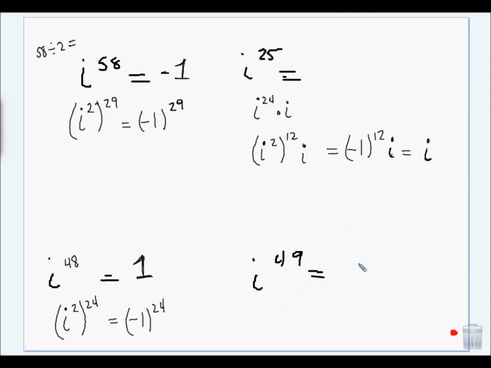49 doesn't divide by 2, but 48 does. And actually, let's change that one to 39 so you can see what happens when you get an odd. I'm just changing everything, sorry. So 39 doesn't divide by 2, but 38 does. So this is i squared to the 19th times i, which is negative 1 to the 19th times i, and negative 1 to the power of an odd exponent is negative 1, so you get negative i.